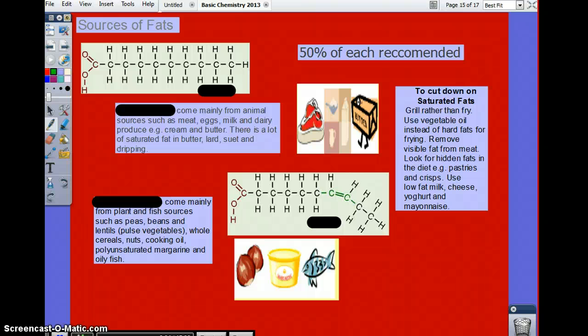So there's two sources of fat, and I know you know what they are. Looking at the pictures or reading my description, who could tell me which is which? The two fats: one is more liquidy and the other is more solid. Saturated and unsaturated. Which one? Unsaturated is from plant and fish sources, and saturated is from meat. Good job.